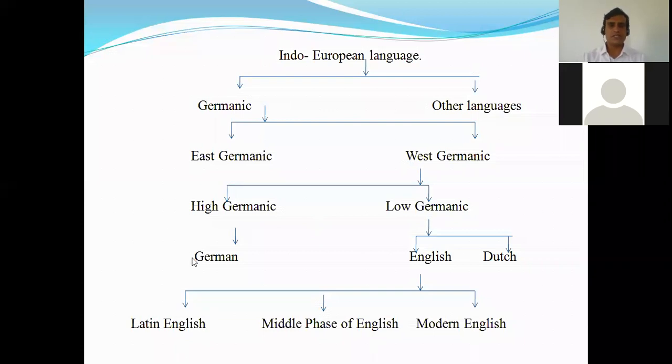Beginning from the 1st century up to the 5th century, the English spoken in that time was known as Old English. From the 5th to the 15th century, the period of English is known as the Middle phase of English. And from the 15th century onward, it is addressed as Modern English or New English. So in this way, this is the brief birth history of the English language.